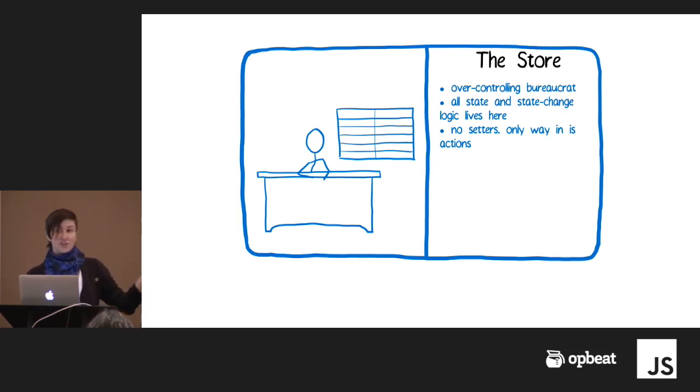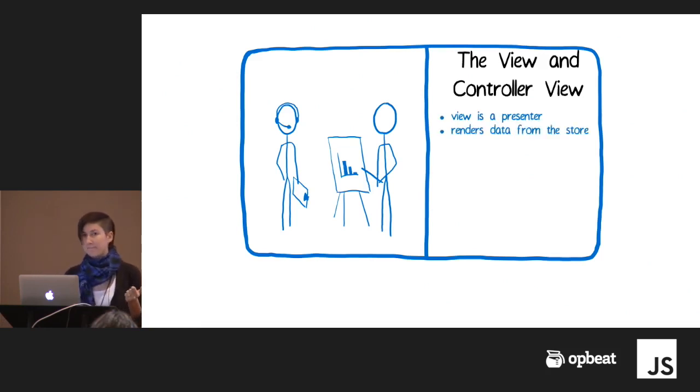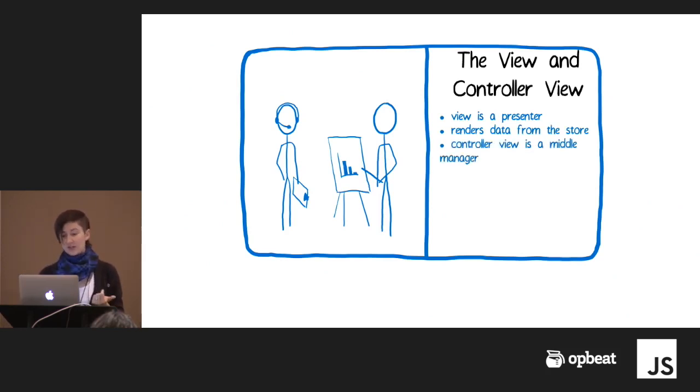Once the store has actually made its changes to the data, we get to the view. And we have a controller view and the view that's underneath the controller view. So the view is basically a presenter that just takes the data that is given and turns that into something that the user can understand, turns it into HTML. It renders the data that it gets from the store. The controller view is a little bit more aware of what's going on in the system. It basically acts as a middle manager between the store and the presenter. It fetches data from the store and gives it to the view underneath it to render. So those are the characters in Flux.